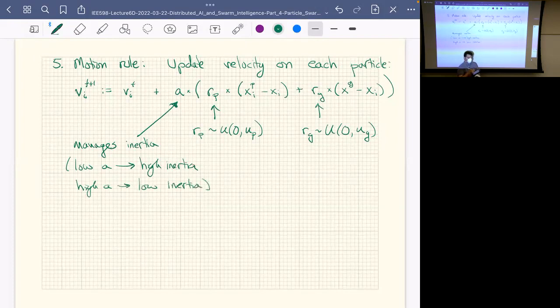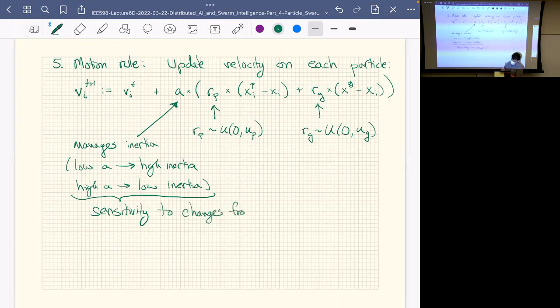And by inertia, I mean the tendency to keep moving at the same velocity. And so this is basically a sensitivity to social information, or sensitivity to changes from LBEST and GBEST. So if it's large, it's very sensitive. If it's small, then this thing will explore anywhere.